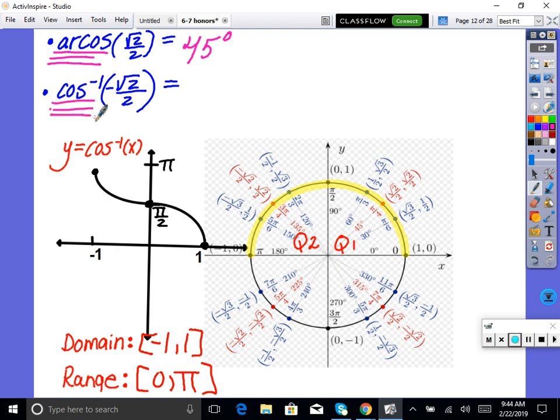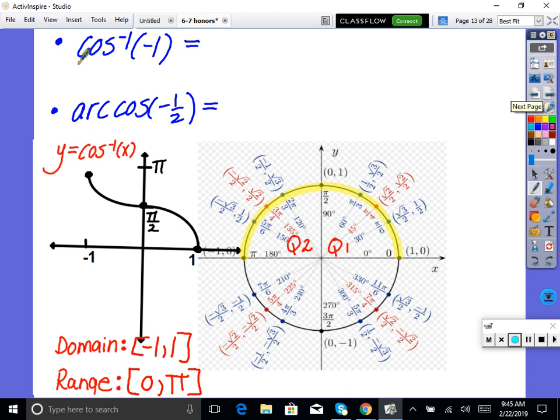Angle whose cosine is negative root 2 over 2. It's an x value. 3 pi fourths. Pretty straightforward. Angle that has an x value of negative 1. Pi, or 180 degrees. Does everybody see? Okay. Angle whose x value is negative 1/2. 2 pi thirds.